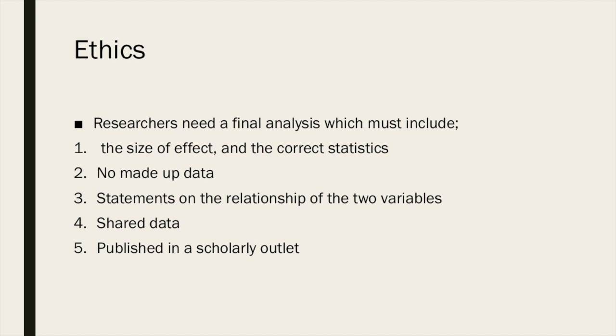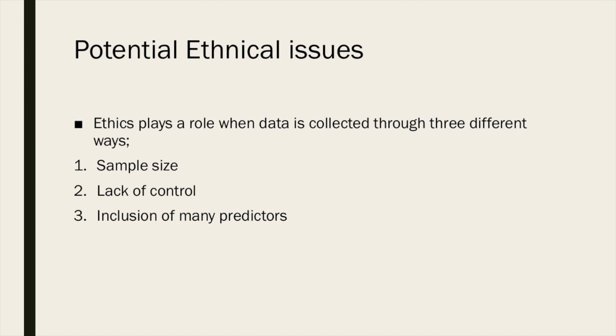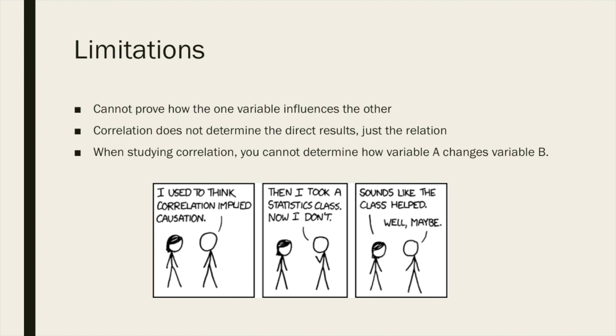The ethics of correlation: researchers need to find an analysis which must include the size and effect, the correlation statistics, no made-up data, statements on the relationship of 2 variables, and shared data and then published for all to see. Some issues with ethical correlation would be that the data is collected through 3 different ways, so through sample size, lack of control, and inclusion of many predictors. Some limitations that can arise through correlation: you cannot prove how the one variable influences the other.